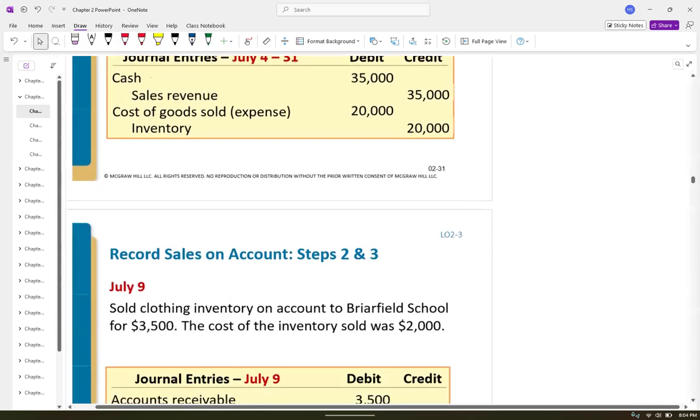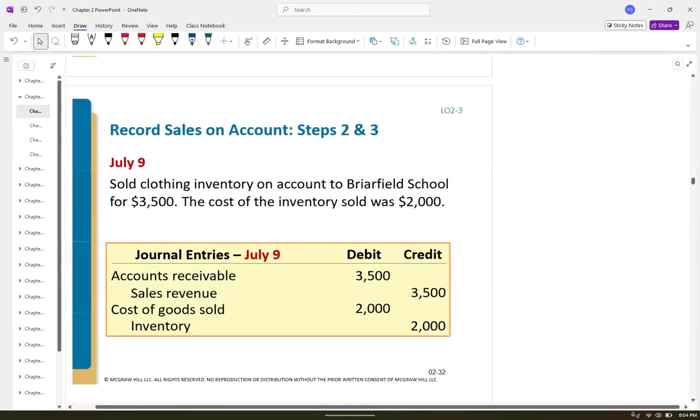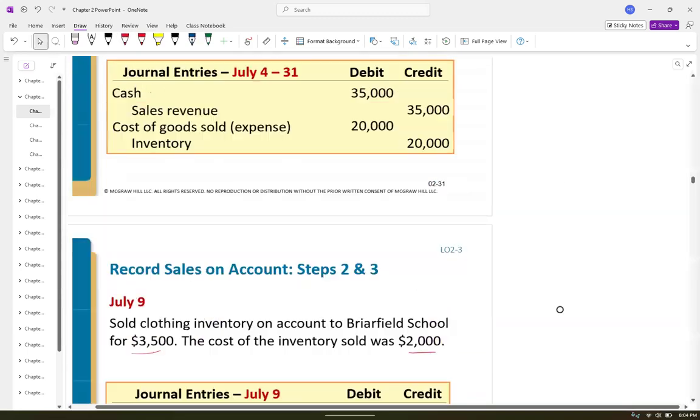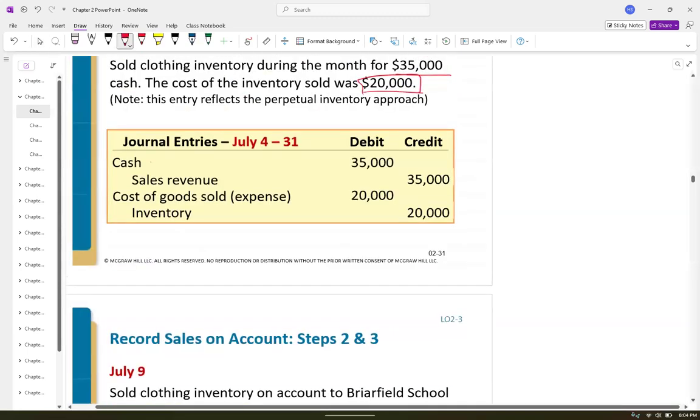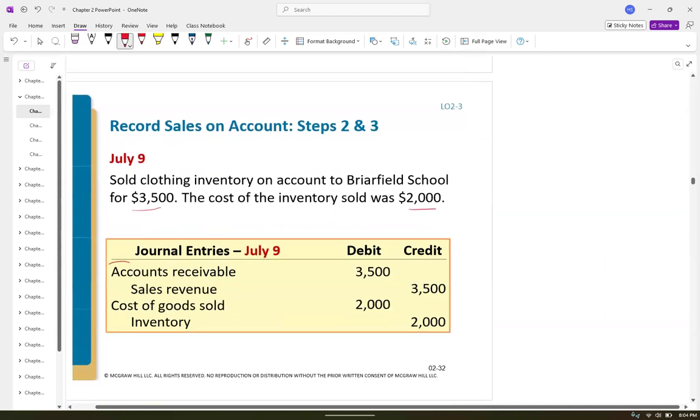Okay. All right. And then in the next one, it said we sold inventory on account to Briarfield School for 3,500. The cost of that inventory was 2,000. This journal entry is almost identical to this one right here. The only difference is here we sold it on credit. We didn't get cash here. We got a promise to pay cash.